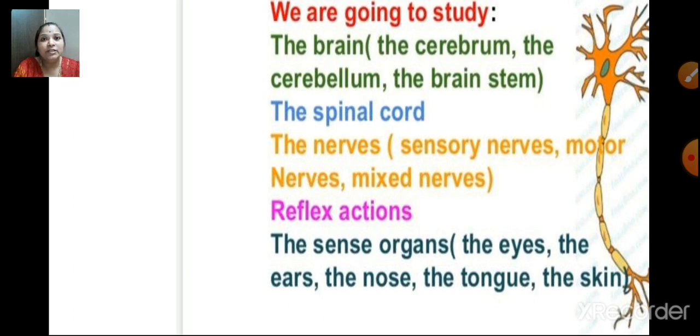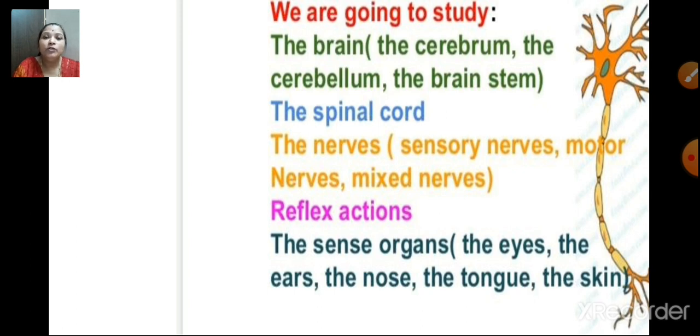In the previous session, we also discussed reflex actions. Reflex actions are automatic reactions of the body. In the case of a reflex action, the messages do not travel to the brain. Instead, the message goes to the spinal cord. The spinal cord takes the decision and sends the instruction through the motor nerve to the muscle or the part of the body on how to react.